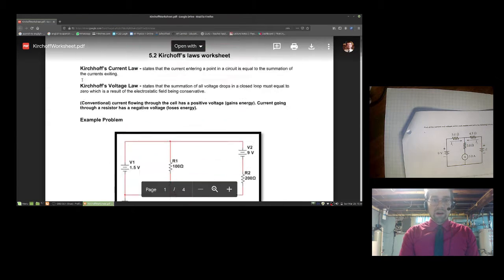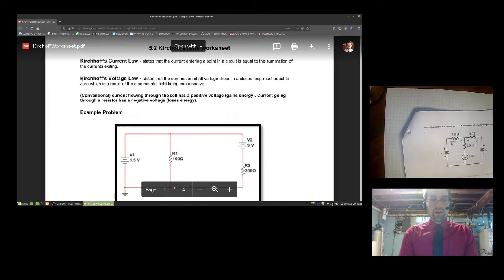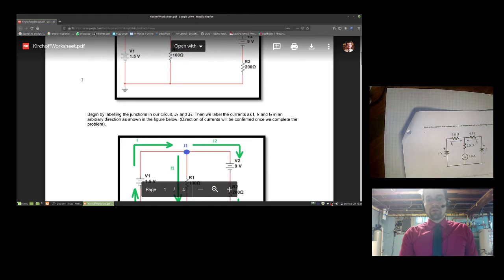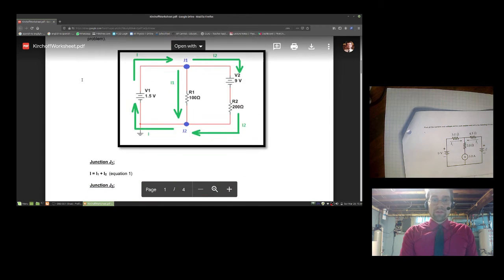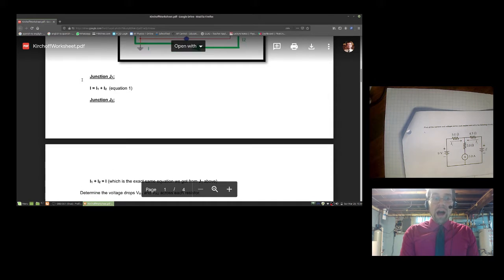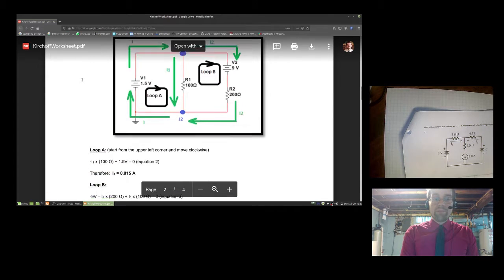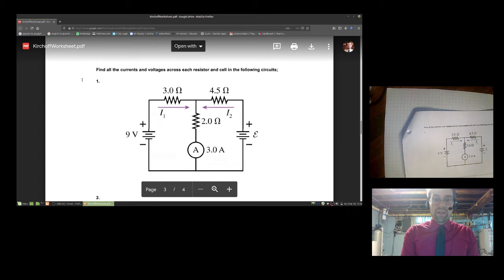These are the rules, Kirchhoff's current and voltage laws, right? They're the junction rule and the loop rule. We're going to use these to analyze these circuits. In order to analyze a circuit, you need to know the current through each leg of the circuit and the voltage drop across each resistor. If you've done all of that, you have analyzed that circuit. There are some examples here at the beginning, which we found online.